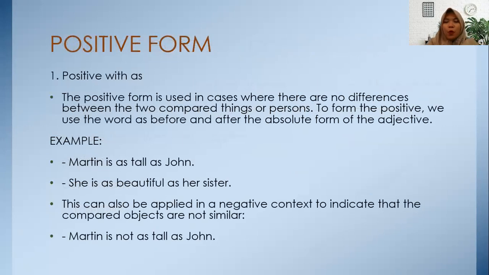So the positive form is the use of "as" whenever you compare two things or persons. The positive form is used in cases where there are no differences between the two compared things or persons. To form the positive, we use the word "as" before and after the absolute form of the adjective. For example, Martin is as tall as John. She is as beautiful as her sister.